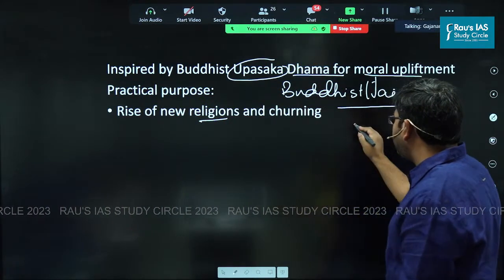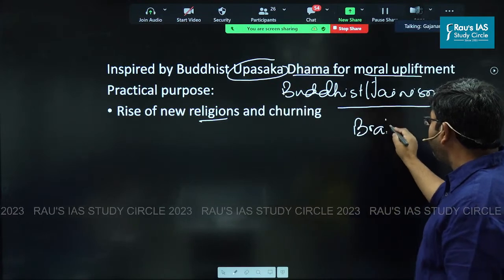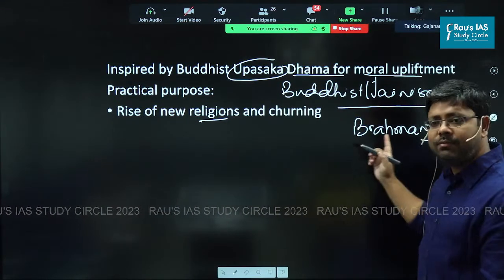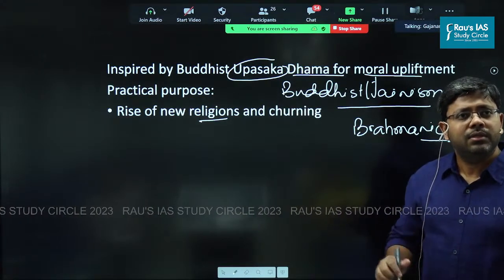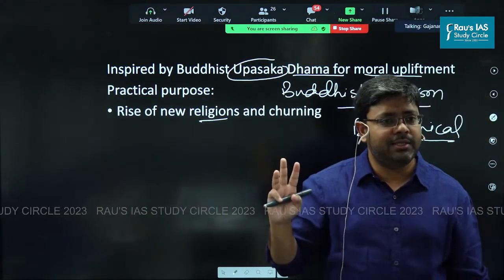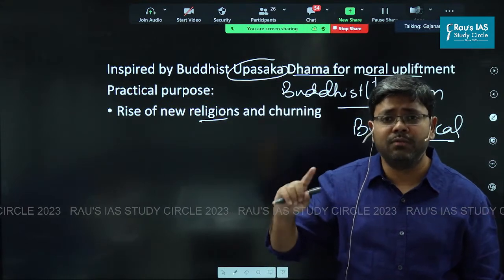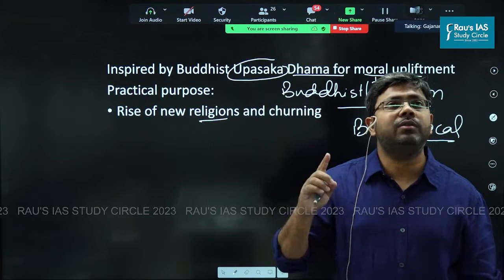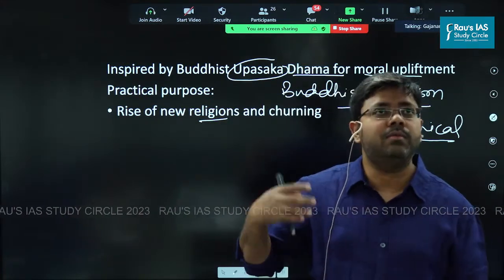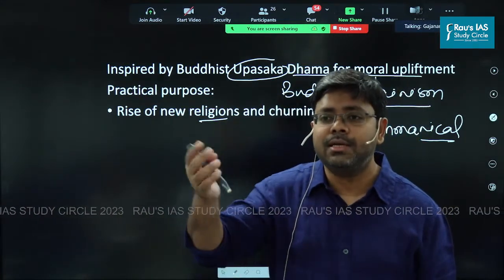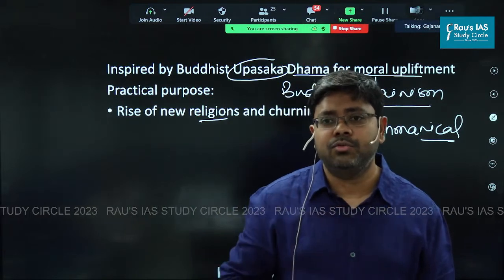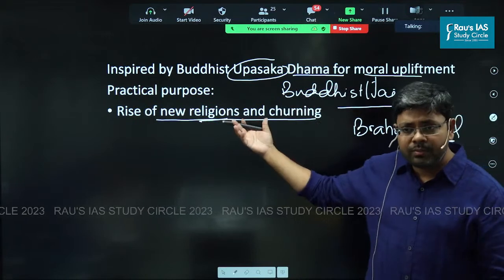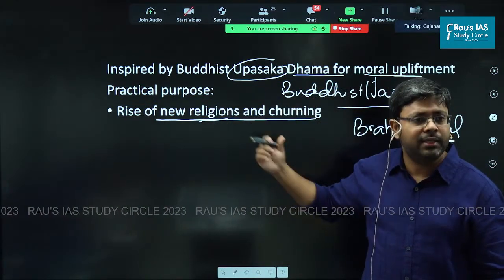And don't you think that at the same time, Brahmanical religion was already very strong? See, powerful religious ideologies. Don't you think that the social conflicting situation would be there? Churning would be very high because religious ideologies would always try to prove themselves better than others. Conflicting situation. Don't you think that you needed a common code of conduct to bring a social coherence?